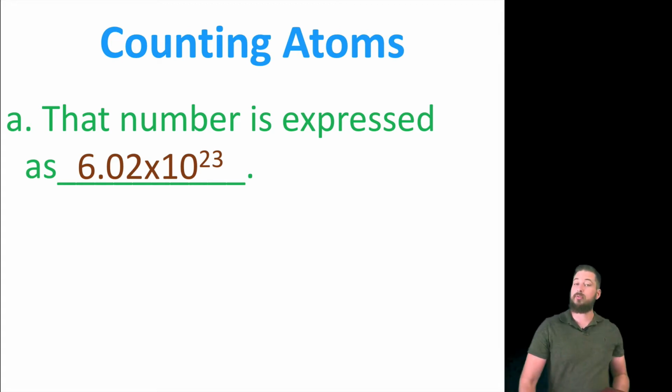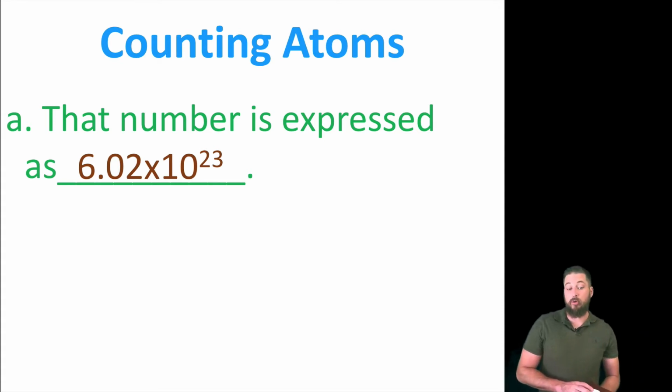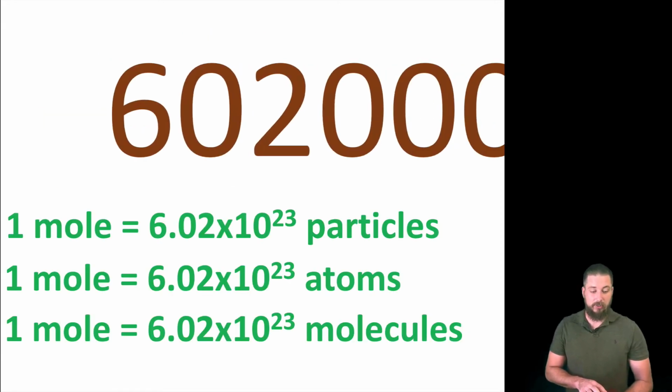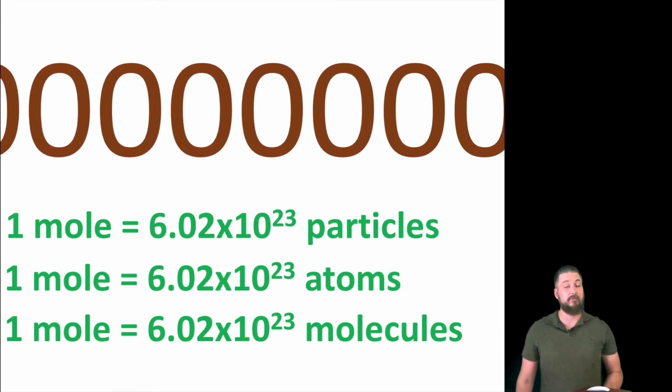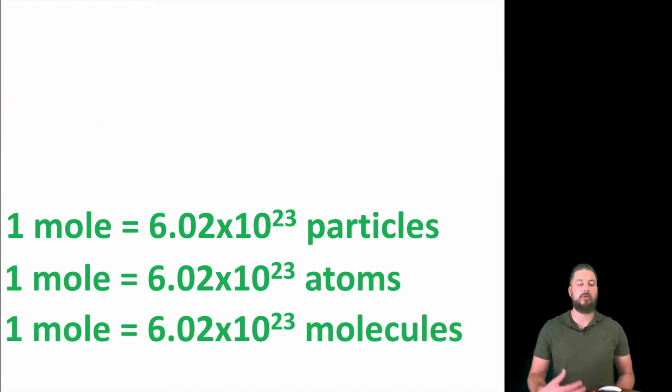So let me ask you this: if I had 2 dozen, how many items do I have? Well, I have 24 items. So if I had 2 moles, I would have 6.02 times 10 to the 23rd times 2. All right, so that happens to be this number right here. It's a very, very large number, and again, that's 1 mole of substance. So 1 mole of anything is 6.02 times 10 to the 23rd particles.